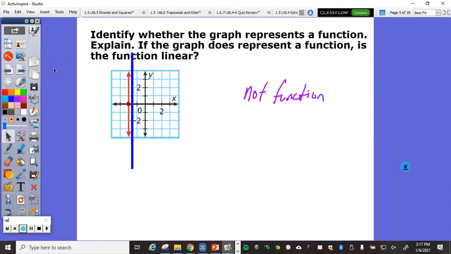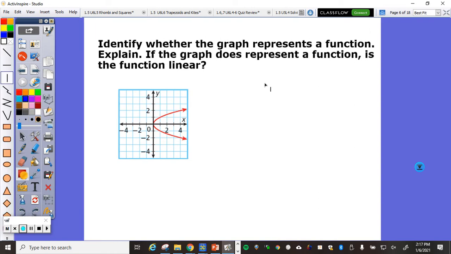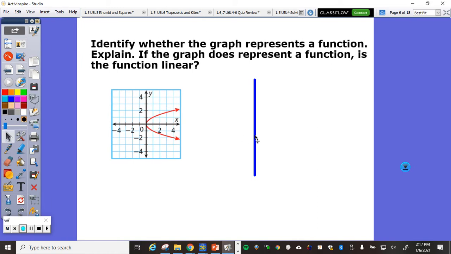All right. Now, is this a function? No. Good. Not a function, because if I take that vertical line, it touches the graph at 2 places. So therefore it's not a function, including on a line.